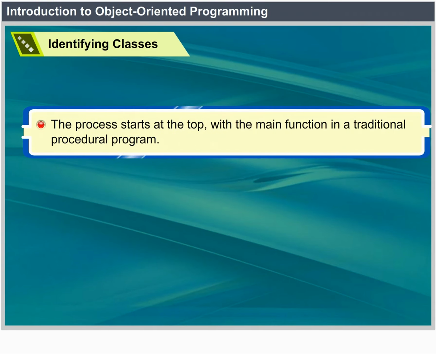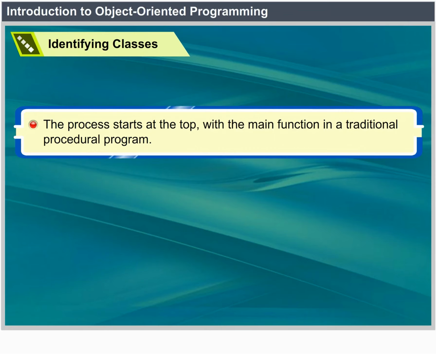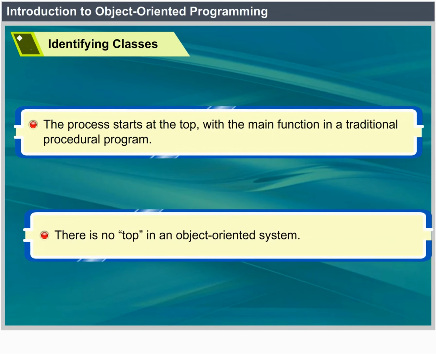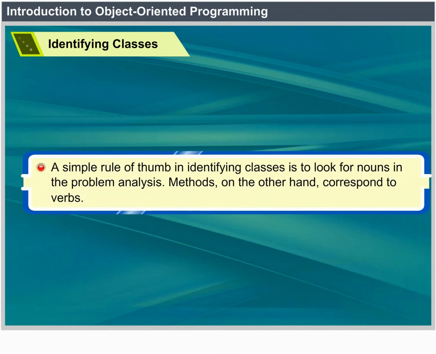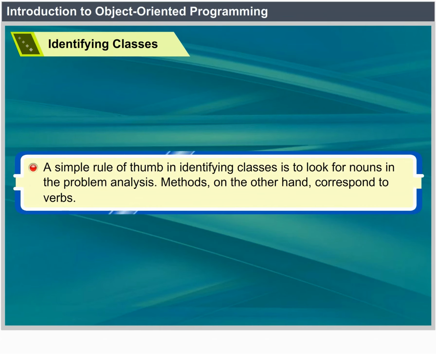Identifying classes. The process starts at the top with the main function in a traditional procedural program. There is no top in an object-oriented system. A simple rule of thumb in identifying classes is to look for nouns in the problem analysis. Methods, on the other hand, correspond to verbs.